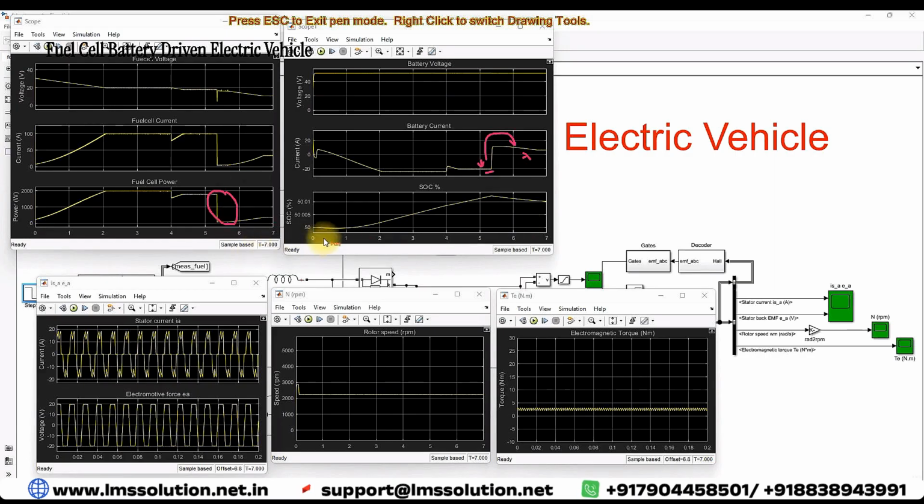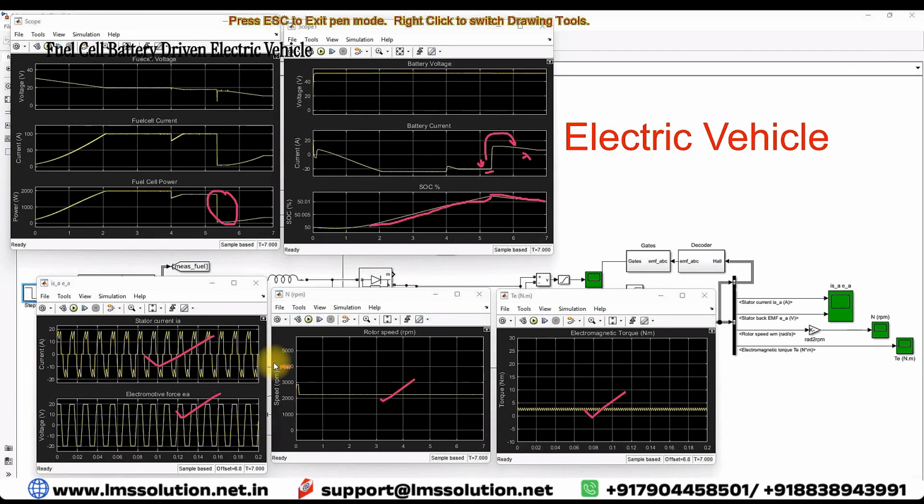And also here you will see that the battery SOC keeps on increasing up to this point. After this point, we change the fuel pressure to 0. The battery needs to supply power to drive that load, the electric motor. That way the SOC keeps on decreasing here. But you will see that the rotor speed is maintained constant, the electromagnetic torque of the machine is maintained constant, and the stator current is maintained constant without any deviation.